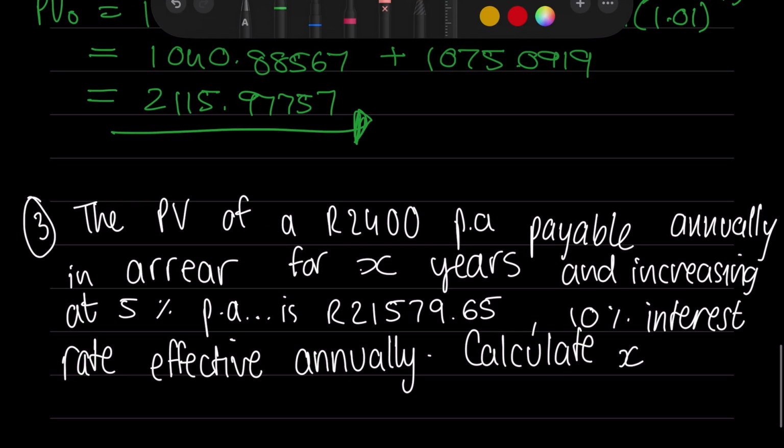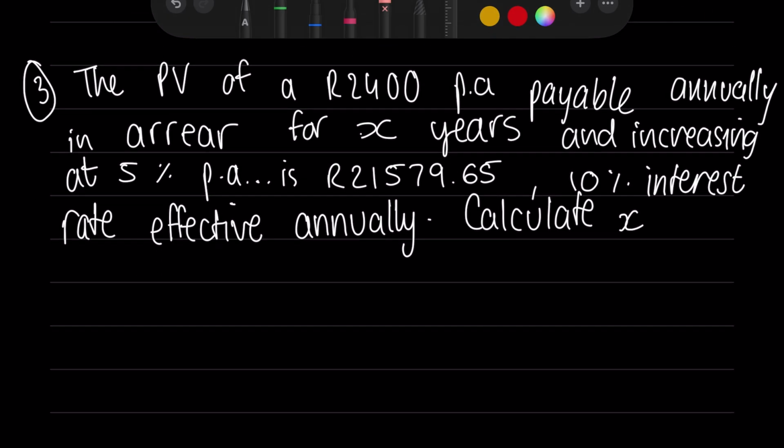Let's move to the last one. The present value of a 2,400 per annum payable annually in arrear for X years and increasing at 5% per annum is 21,000 something something. 10% interest rate effective annually. Calculate X. That was a mouthful.